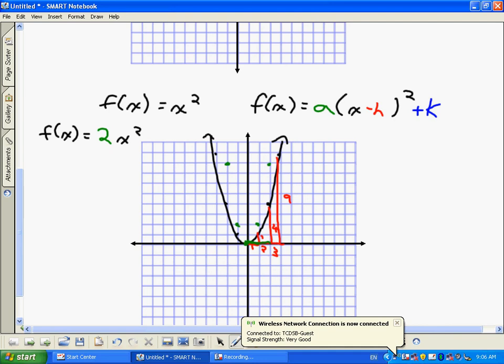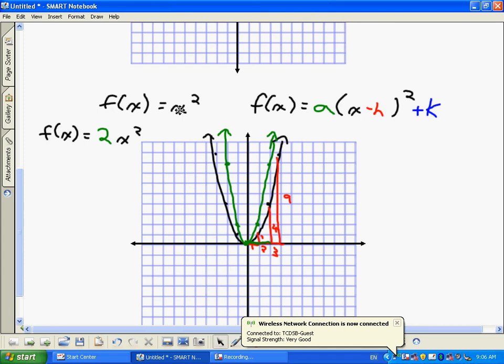Same idea with our 9. We move over 3. 3 squared is 9. 9 times 2 would be 18. It's way off our chart, okay? The whole idea is I want you guys to notice that this parabola, we call it a stretch. It looks like it's been stretched out. It's much thinner than our normal one, okay?